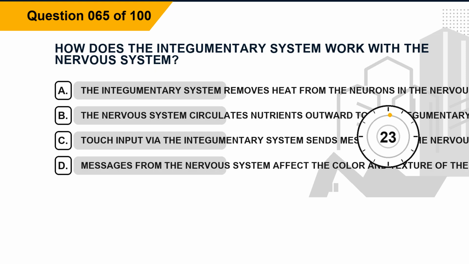Question 65. How does the integumentary system work with the nervous system? Option A, the integumentary system removes heat from the neurons in the nervous system. Option B, the nervous system circulates nutrients outward to the integumentary system. Option C, touch input via the integumentary system sends messages to the nervous system. Option D, messages from the nervous system affect the color and texture of the skin.